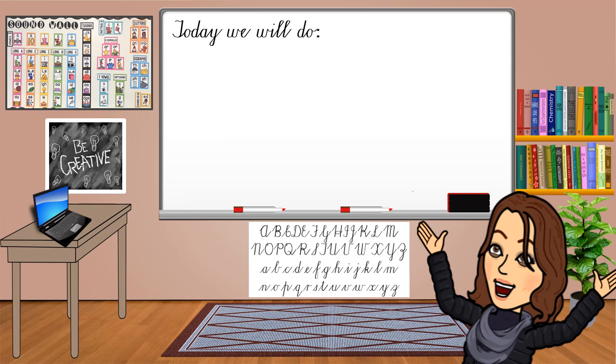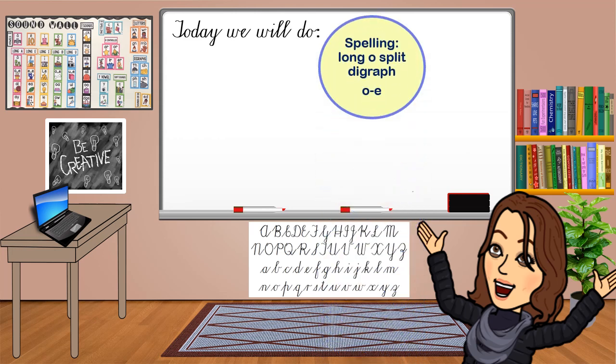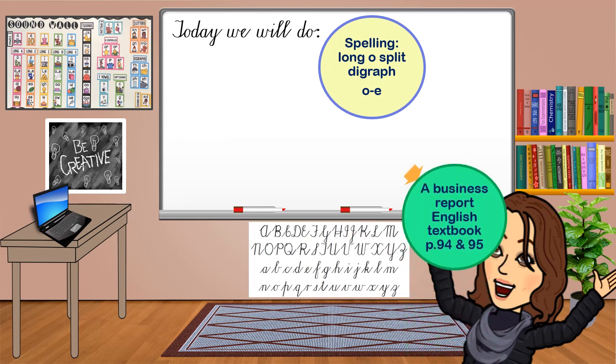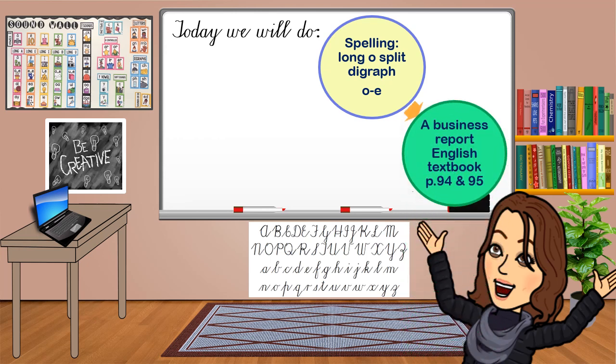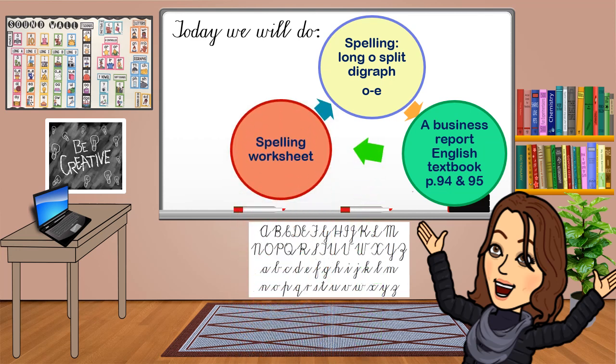Today we will do the following. We will do this long O split digraph, OE for spelling. Then we'll read a business report. It's a comprehension in your English textbook, and that's on pages 94 and 95. And then you'll be doing your spelling worksheet as well as answering a few questions from this business report.